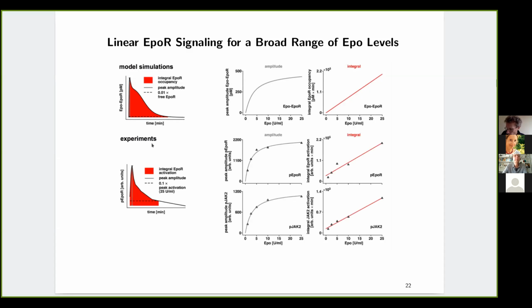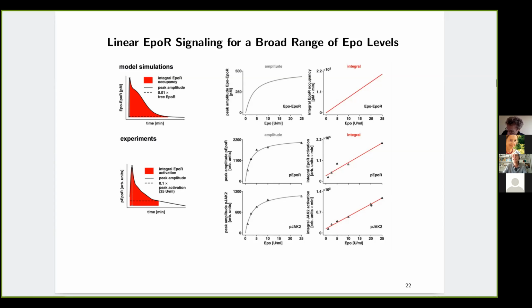Comparing it to experiments, here are the experimental data. For the amplitude, we see the saturation. For the integral, we see the nice linear behavior. And if we go one step further down, so to the kinase that then triggers downstream signaling, we see the same property here, the saturation for the amplitude and the linear relationship for the integral.